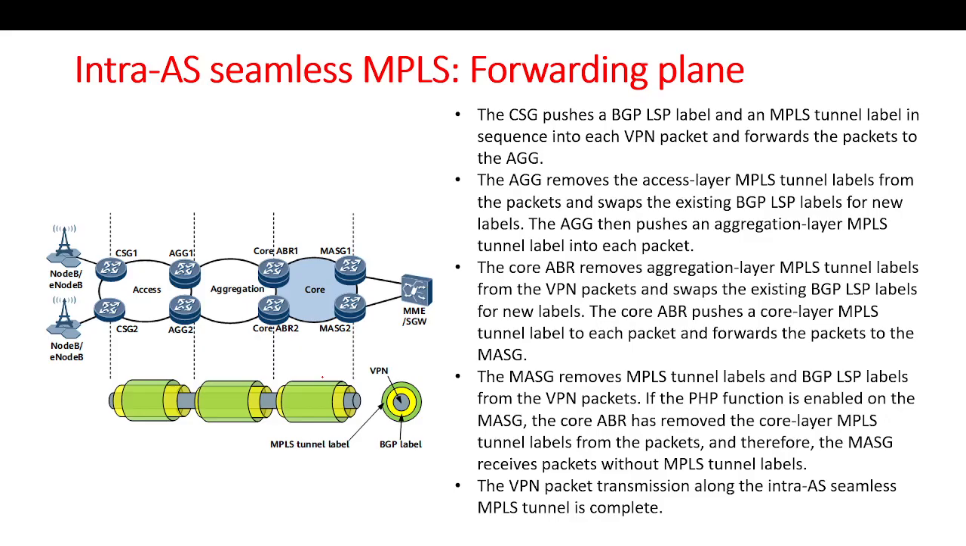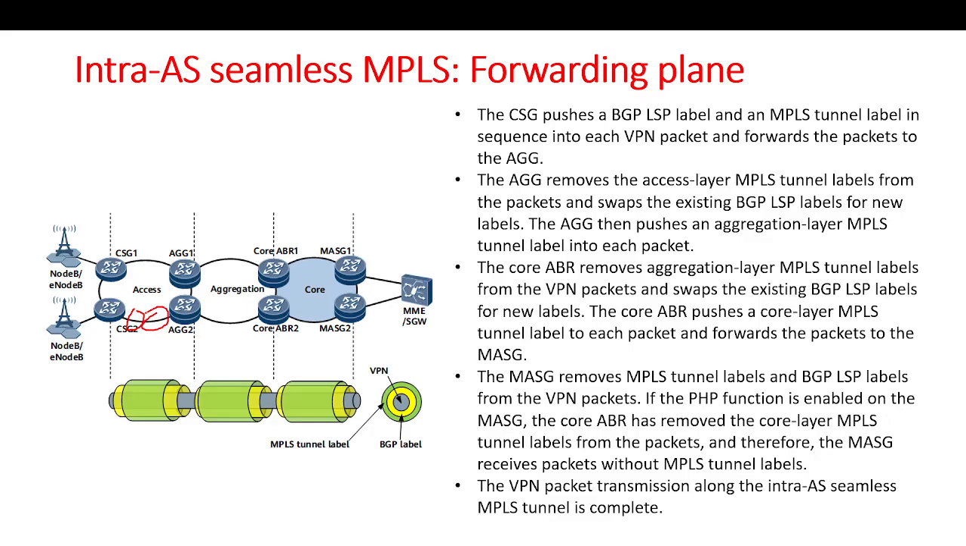So this is the same way we've been discussing the actions performed by MPLS. If the CSG is trying to access the S gateway, the MME, the RNC or the BSC, then the CSG will push the BGP LSP label and the MPLS label in sequence into each packet and forward the packet to the aggregation node. But of course, as we've mentioned, we could have other CSGs in the forwarding path. These other CSGs will also perform the swap operation, removing the topmost label and swapping it with their own label that they have assigned for the packet forwarding.